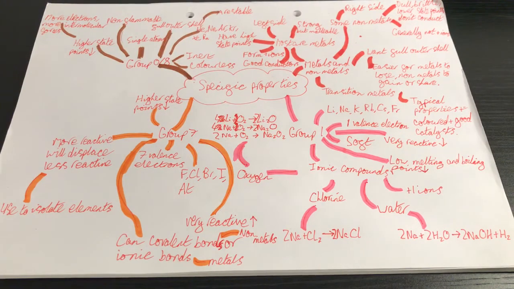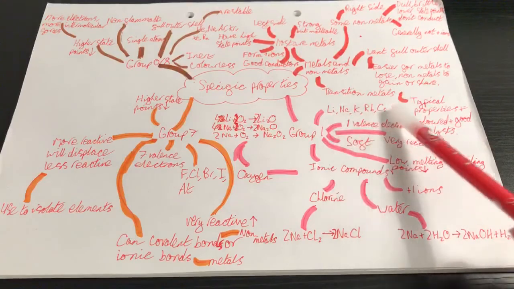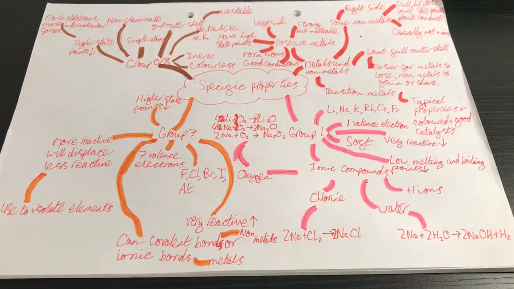So let's look at group 1 metals. They're all metals because they're on the leftmost side of the periodic table. They have one valence electron, and the group 1 metals are lithium, sodium, potassium, rubidium, cesium, and francium, displayed by these chemical symbols here. They generally are soft, and the softness will increase as you go down.